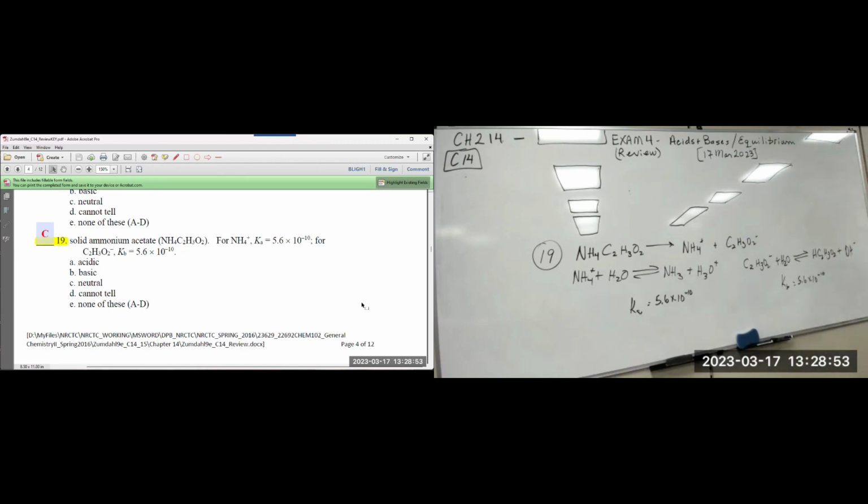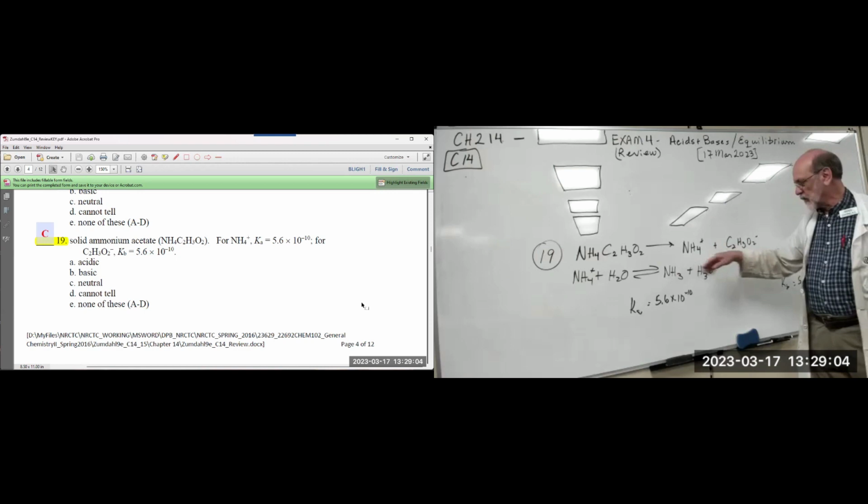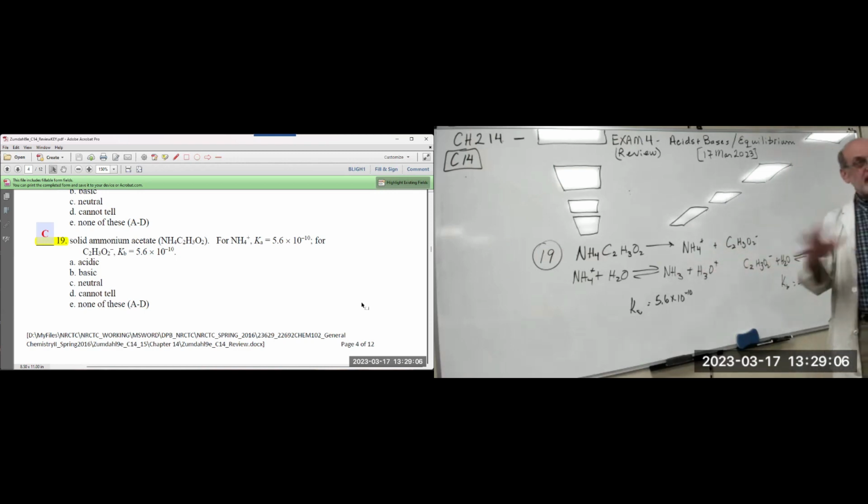All right. Nobody wins. It's a tie game, right? This one is the same magnitude as that one. This one's going in one direction. This is going the opposite direction. They cancel each other out. This is a neutral solution.